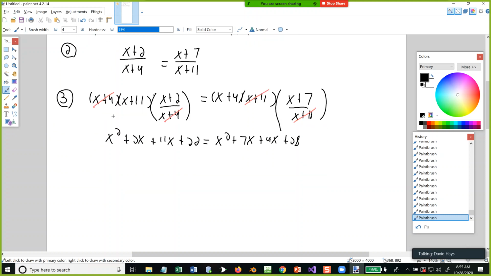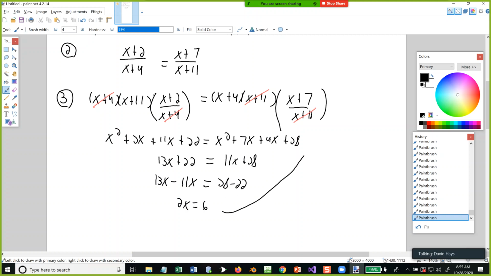Notice they both have an x squared on both sides, so I can drop the x squareds. So that gives me 2x plus 11x is 13x plus 22. 7x plus 4x is 11x plus 28. Get all the x's on one side, numbers on the other. And we get 2x is equal to 6, or x equals 3. I'm going to divide both sides by 2.